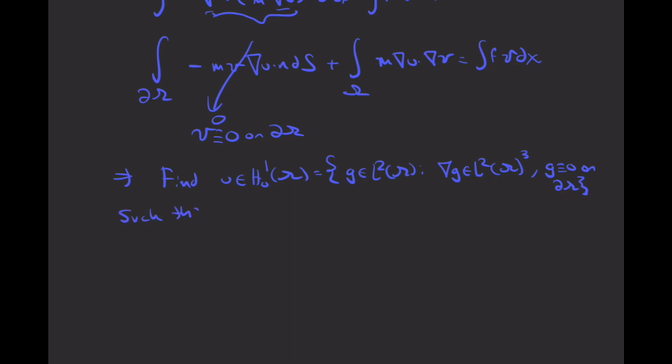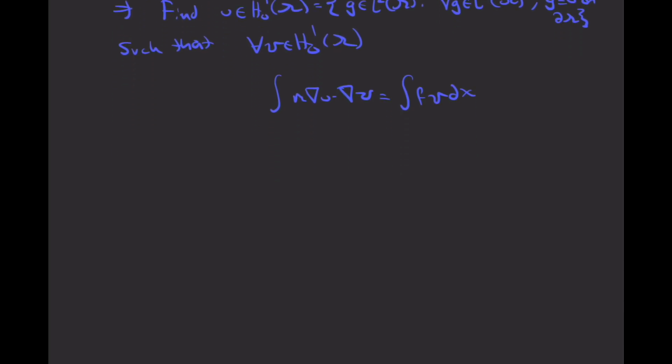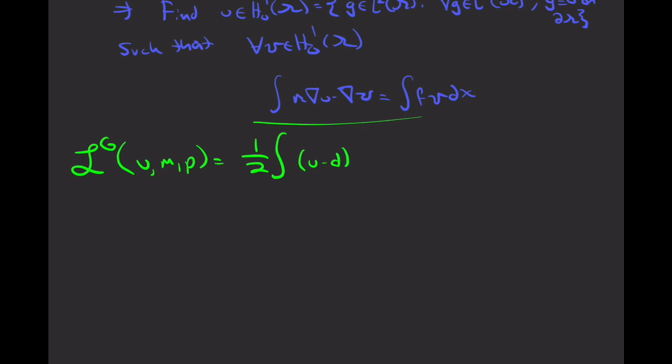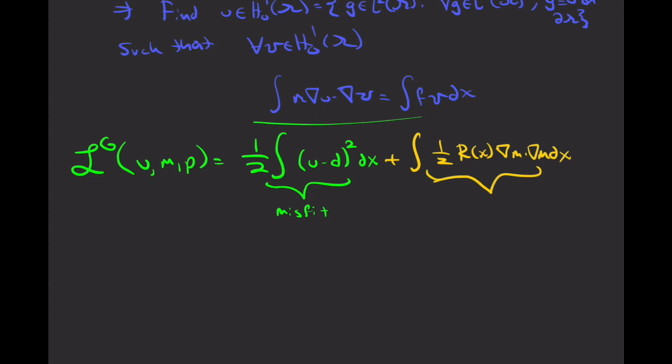Such that for all v in H01 of omega, the integral of m del u dot del v equals the integral of f dx. Okay, so now we have the weak form of our PDE, and we want to impose that constraint on our system. So ultimately what we want to do is minimize this, which is our misfit term, and this is our regularization term.